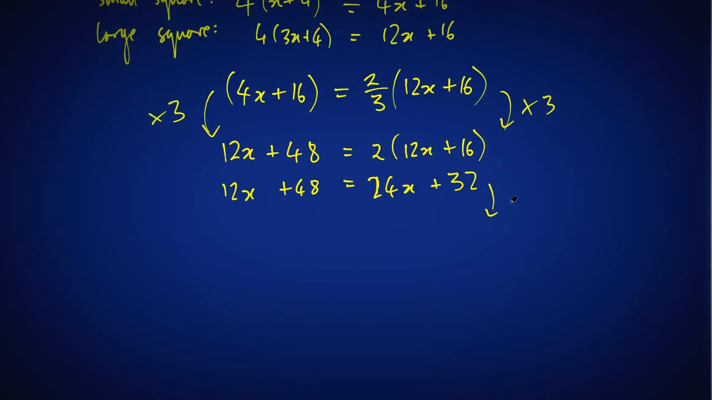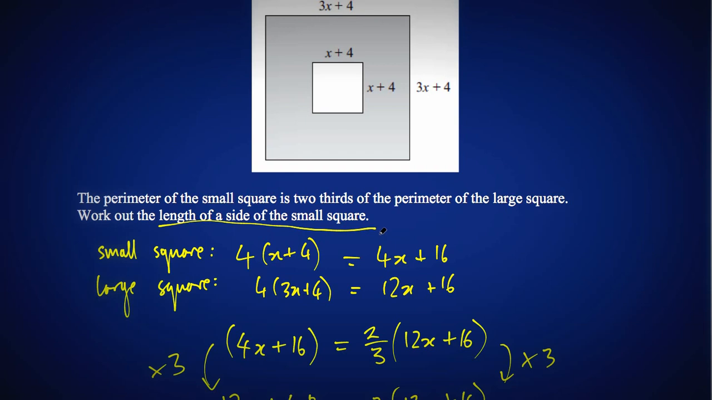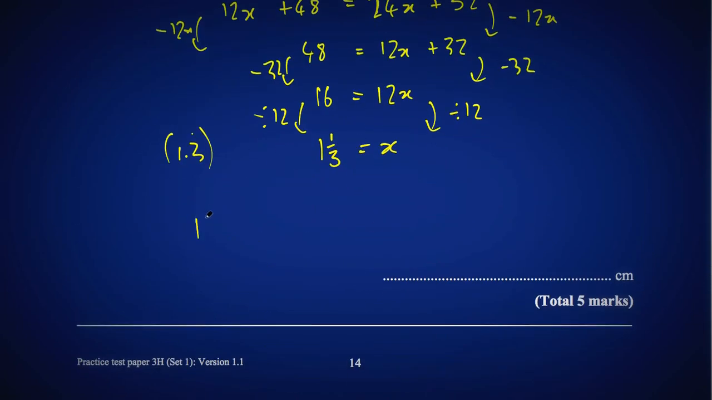I'm going to subtract 12x from both sides, leaving me with 48 equals 12x plus 32. Subtract the 32 from both sides, leaving me with 16 equals 12x. Divide both sides by 12. And that gives me 1 1/3, or 1.3 recurring, you might have got there. 1.3 recurring equals x. And I haven't answered the question yet because I need to work out the length of a side of the small square, which is x plus 4. So 1 1/3 plus 4 equals 5 1/3. And that is the length of the side of the small square.